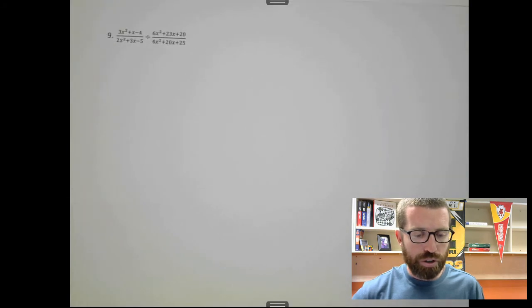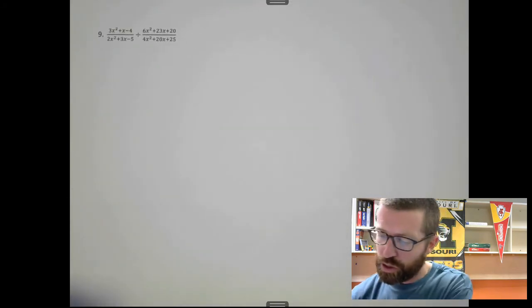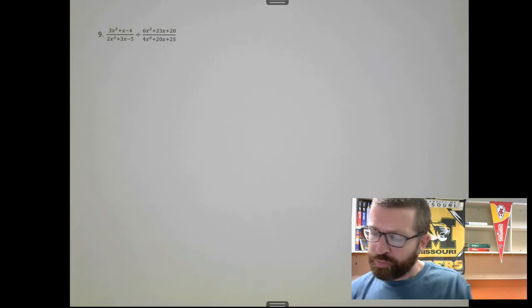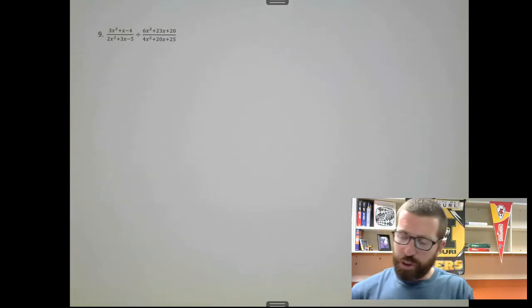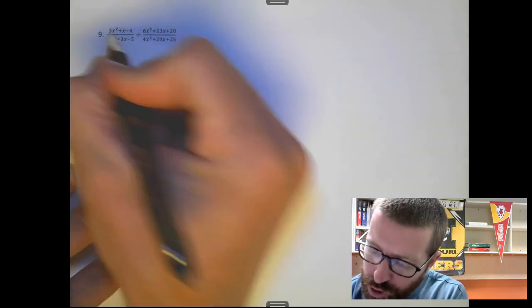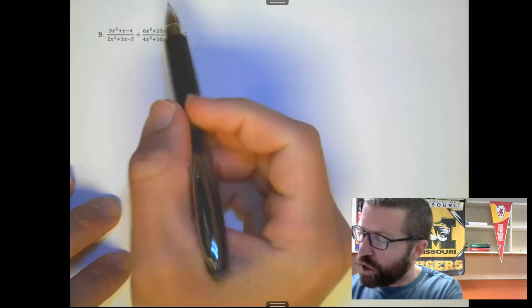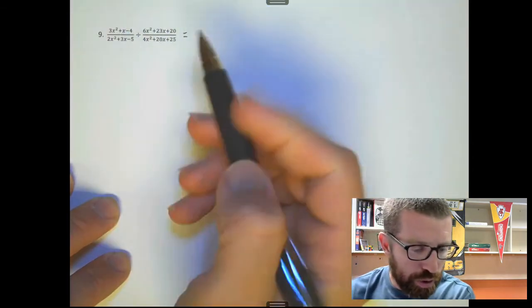Okay, I have one more we're going to look at. Pause the video and try this on your own. We got a lot of factoring, it looks like. And then let's just start factoring. So we'll do it kind of the same way we did before. We'll start with the top left here.